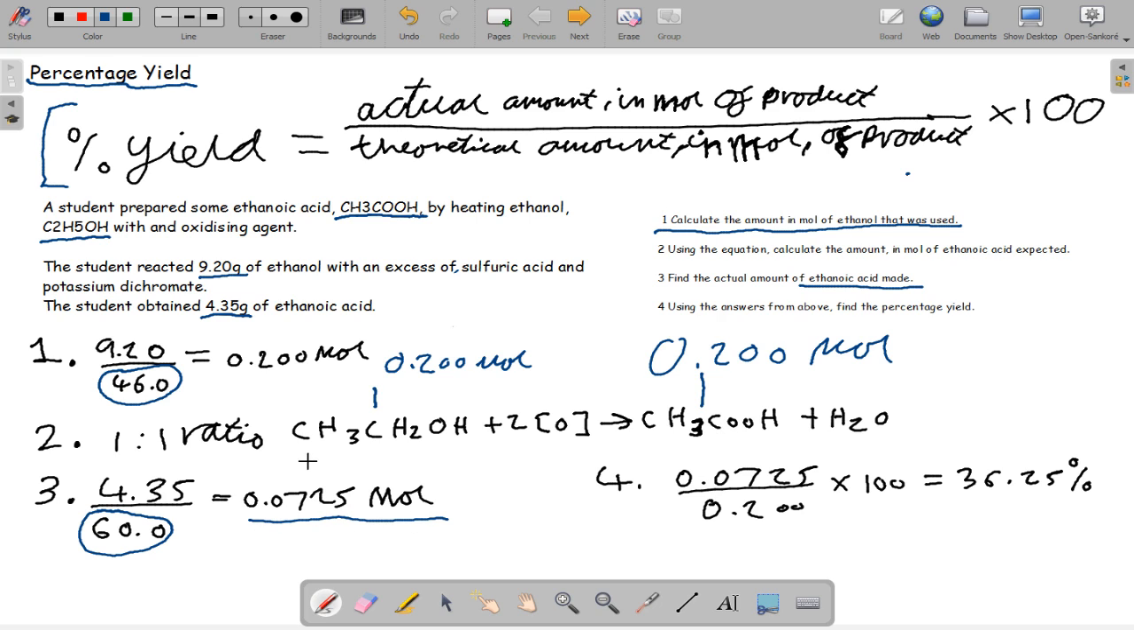And then you would divide the actual amount of moles over the theoretical amount times 100 to get a percentage yield. If you've done it the wrong way up, you will get a very silly percentage. If you get a percentage like this, then you are doing it the right way up. So it's a quick reminder: actual amount over theoretical amount in moles of the product.